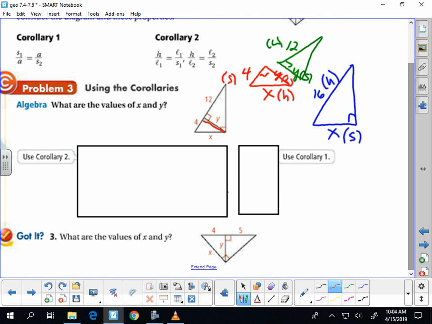So if I start with the red triangle, 4 is the short leg. I'm going to go to the blue triangle and I want the same side. So what's the short leg in the blue triangle?